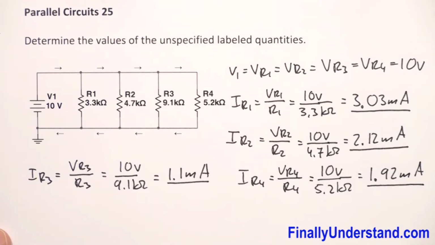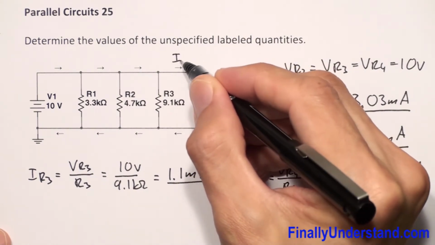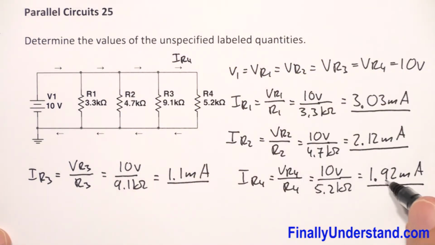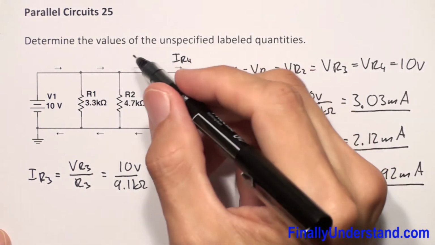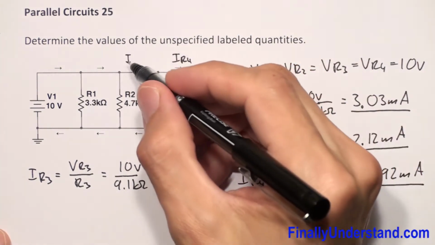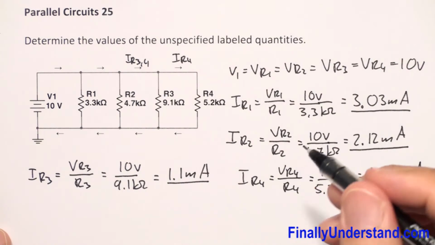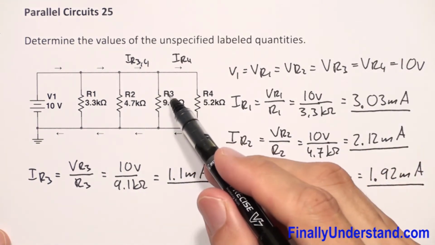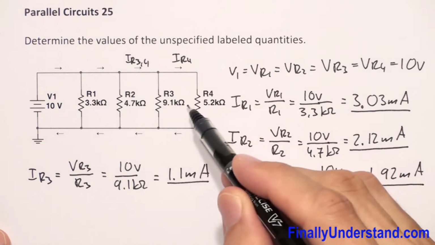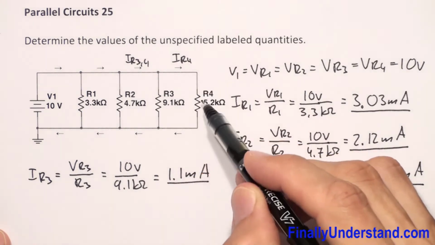So next we're supposed to realize that we have already found IR4. This current is IR4, and it is 1.92 milliamps. Next, I'm supposed to find the current, let's call this IR34. This is the sum of these two currents, because this current is going to split into current IR3 and IR4.